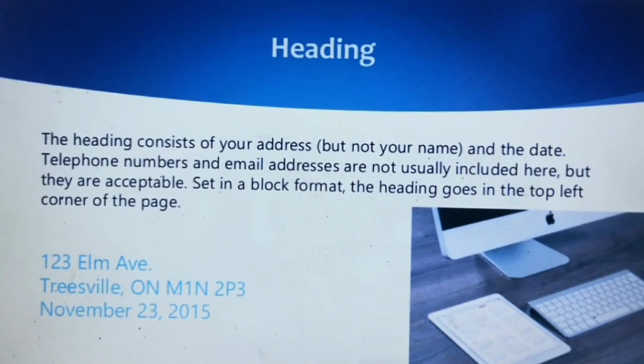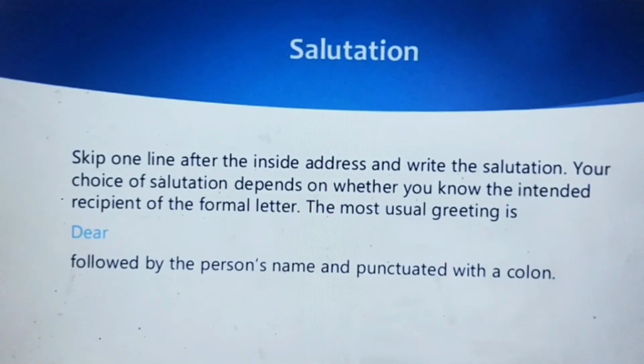The heading consists of your address and the date. Telephone numbers and email address are not usually included here, but they are acceptable. The salutation is very important. Skip one line after the inside address. Write the salutation. The salutation depends on whether you know the intended recipient of the formal letter. The usual greeting is "Dear," followed by the person's name and punctuated with a comma.